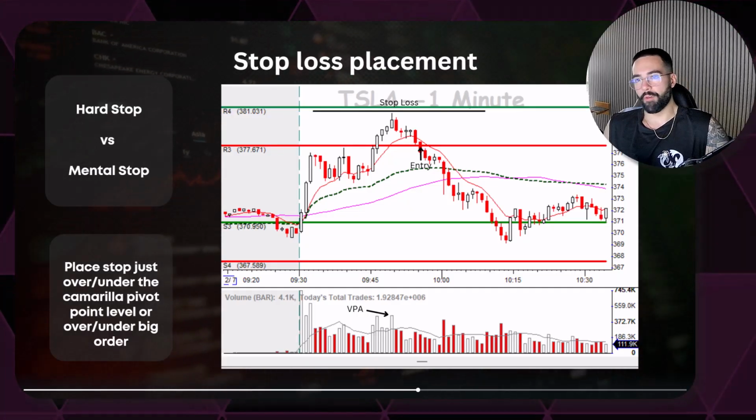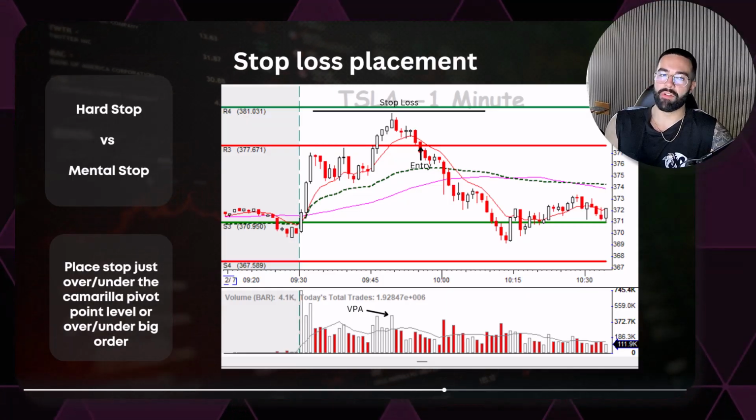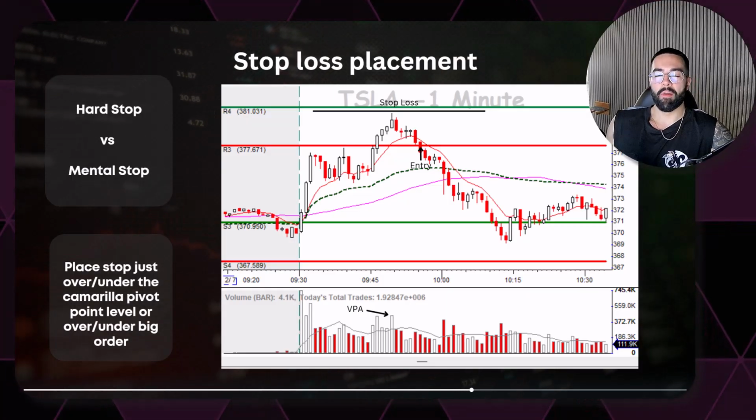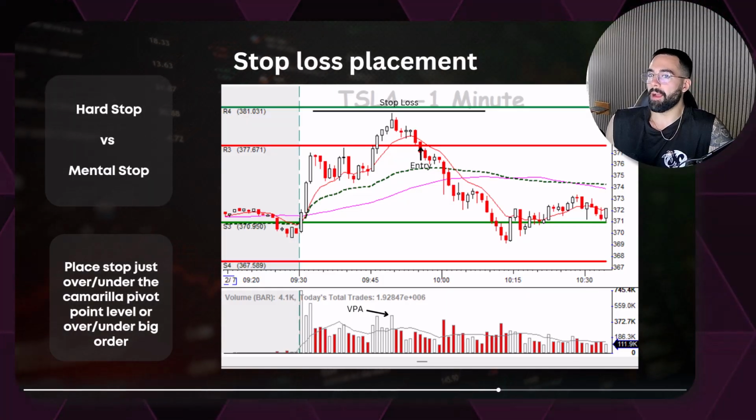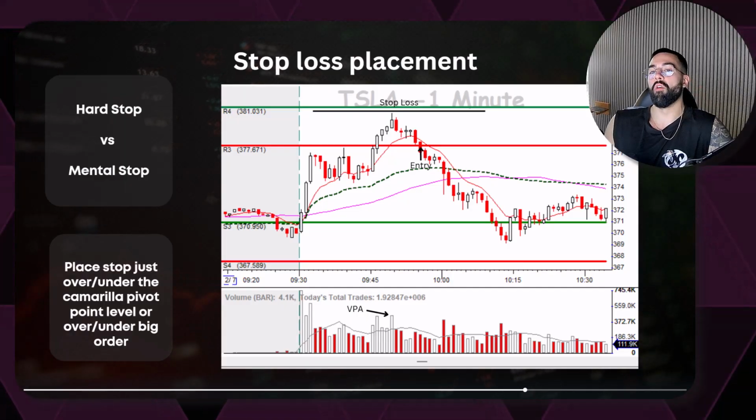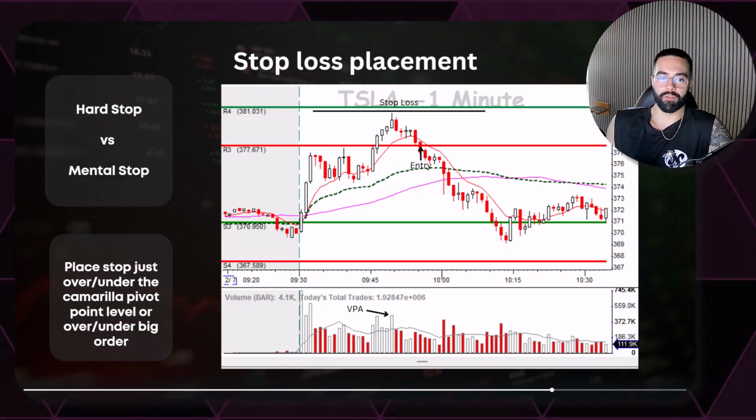But if you're comfortable and you prefer trading that way, you can use mental stop as well. The important thing is to always respect it and to know where your stop loss will be before entering the trade.